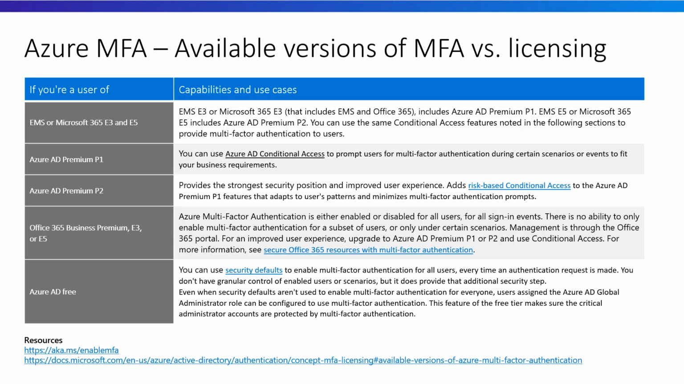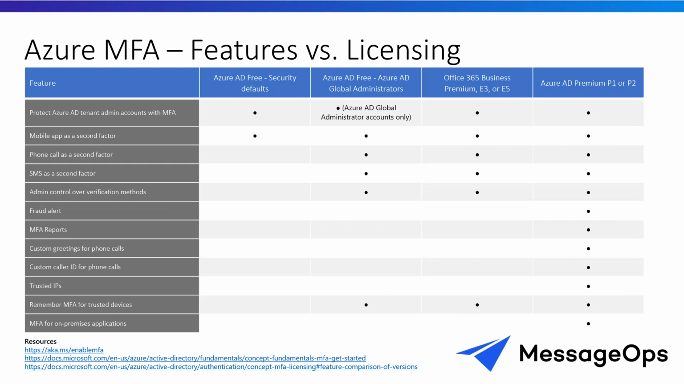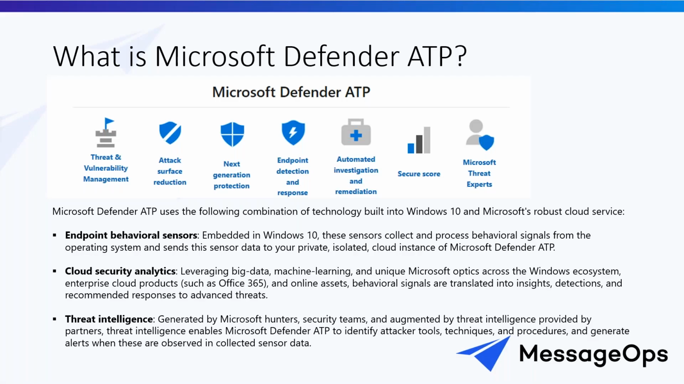What's the difference? What are the available versions of MFA versus licensing? I'm certainly not going to read through this chart today. This is here for your information, but this gives you the breakdown of the different capabilities of MFA based on your licensing model. This slide that's included here is also a breakdown of the different features included in AD Premium 1 and Premium 2 versus the Office 365 E3 and E5. Again, these are great reference materials. Also included, we briefly talked about this, is advanced threat protection, right?